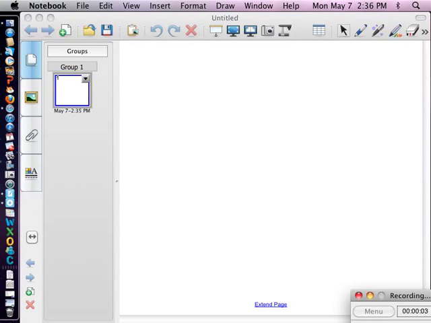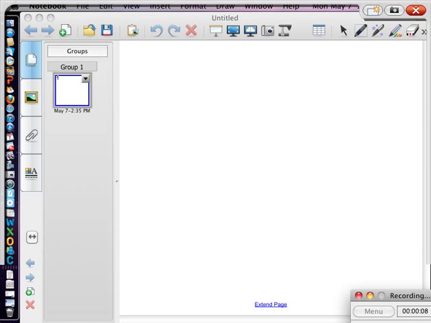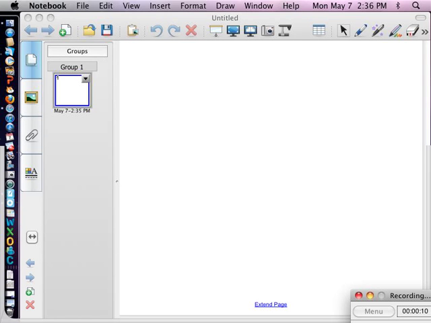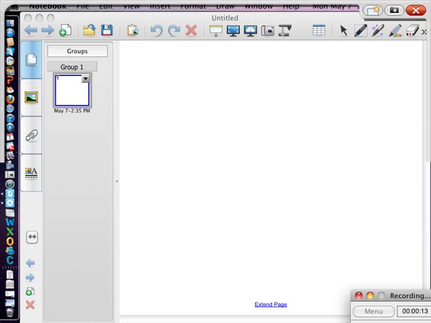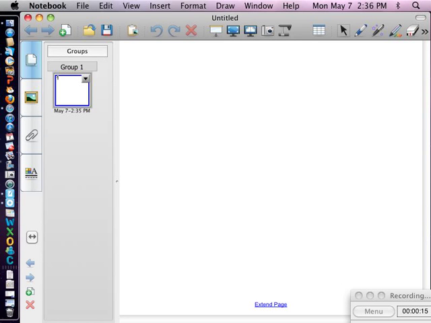All right, today's lesson, we're going to be talking about area of polygons. So this is section 10.3, talking about area of polygons.